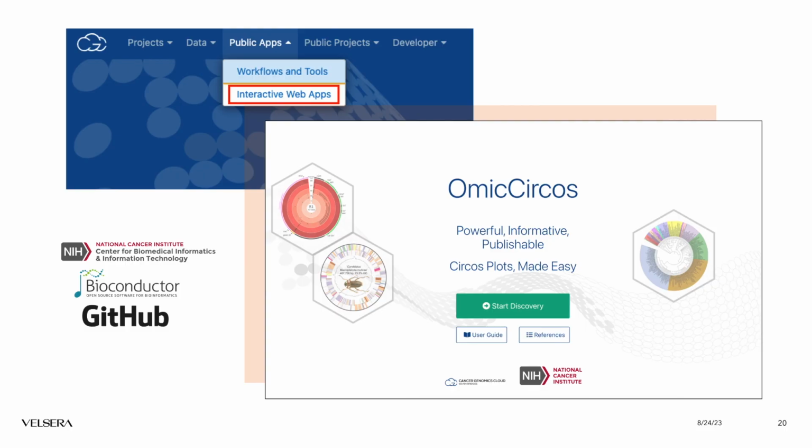OmicCircos can be found by navigating to the public apps along the top blue banner of the CGC, then selecting Interactive Web Apps. You'll be taken to a new page where you can select OmicCircos. Finally, you'll be on the OmicCircos splash page. This page features a user guide and references to publications that utilize OmicCircos to plot data. When you're ready to create your own plots, click on Start Discovery.